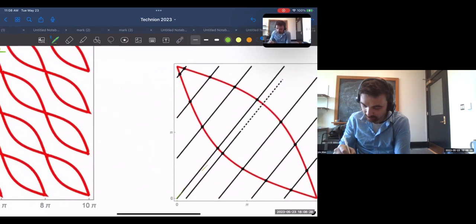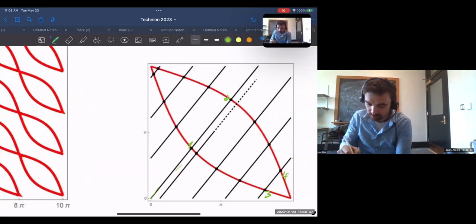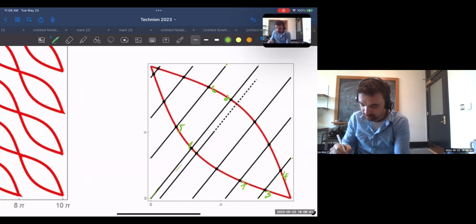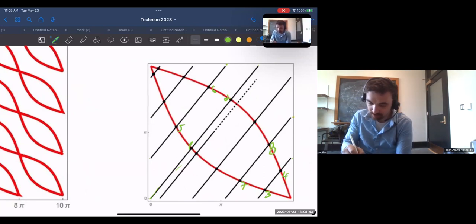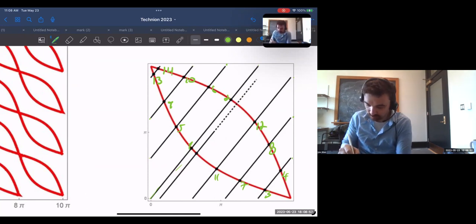So I'm going along this and I have 1, 2. From here, I'm jumping to here, 3, 4. From here, I'm jumping to here, 5, 6. From here, I'm jumping to here, 7, 8. From here, I'm jumping to here, 9, 10. From here, I'm jumping to here, 11, 12. And from here, I'm jumping to here, 13, 14. And this would probably be 15.